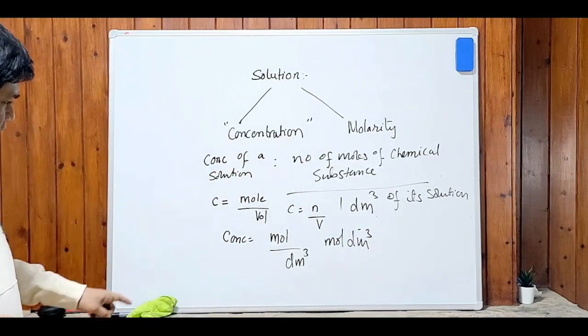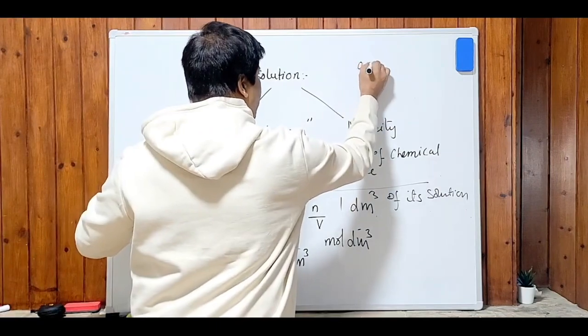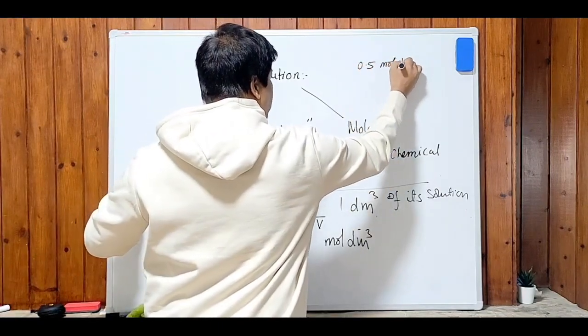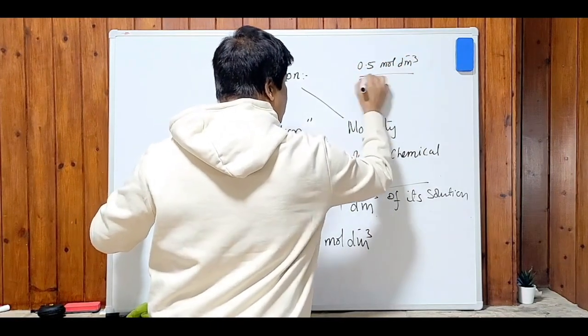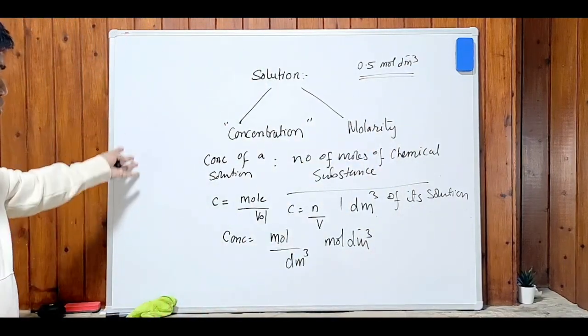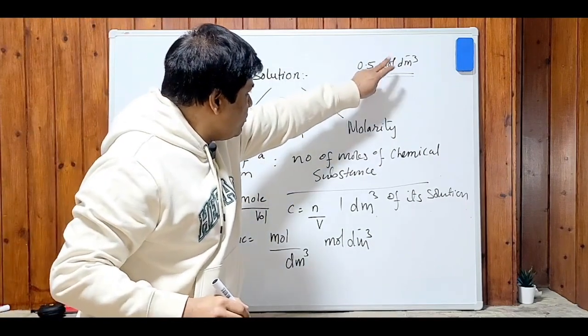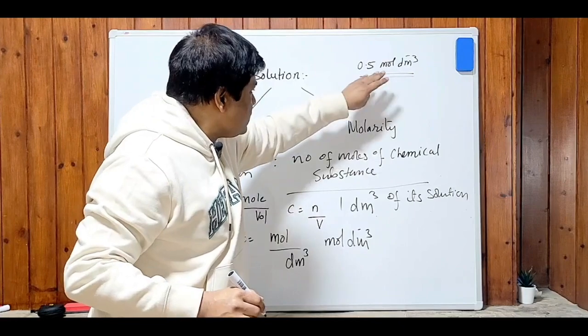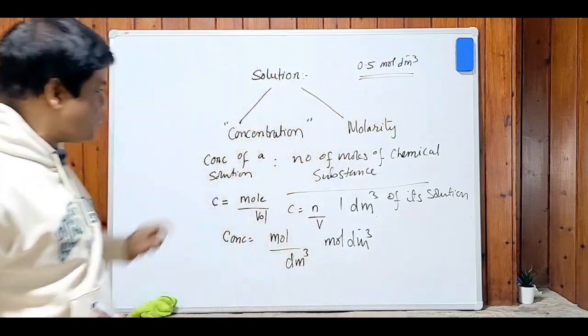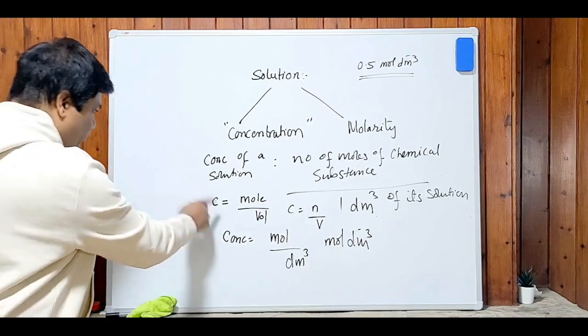Whenever in the question you will see any number like 0.5 mole dm minus 3, meaning this is the concentration of the solution. How can we recognize that's the mole, that's the volume, that's the dm cube? If you look at this unit, mole dm minus 3, it means this is the concentration of a solution. We will do some questions based on this chemical formula.